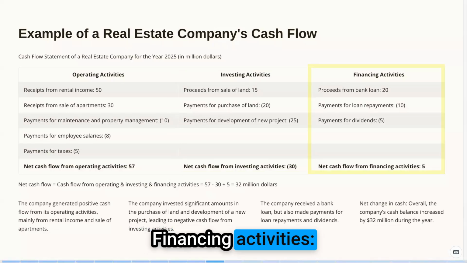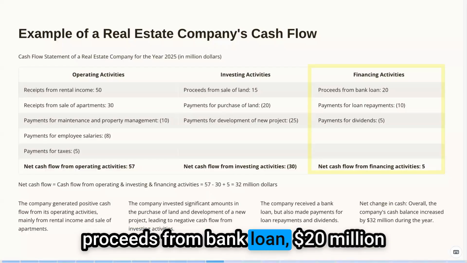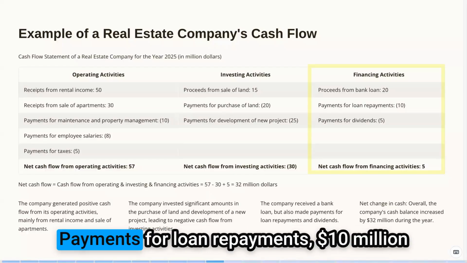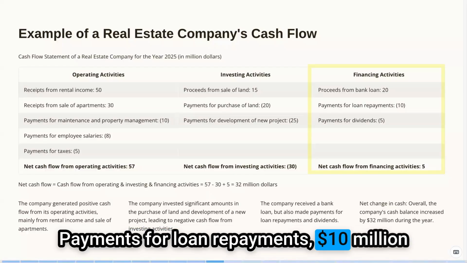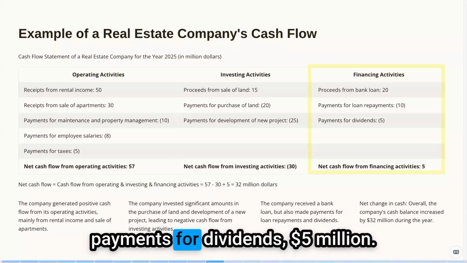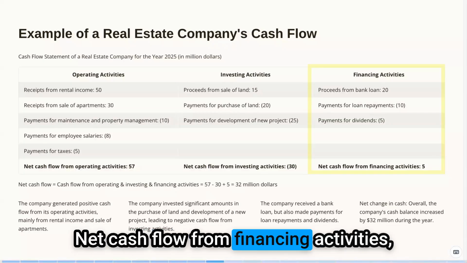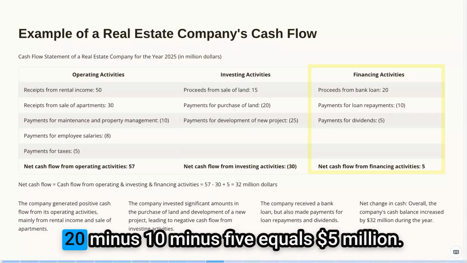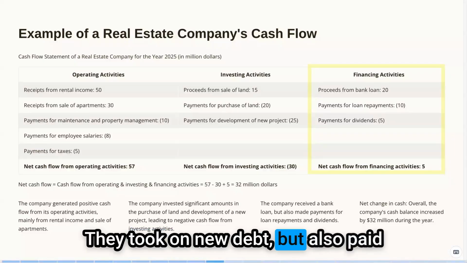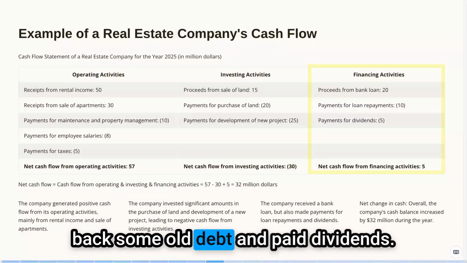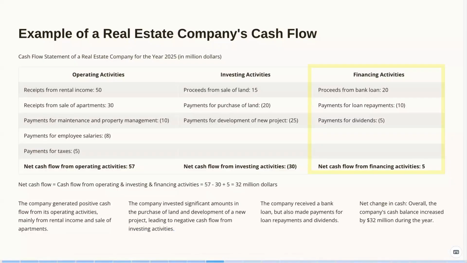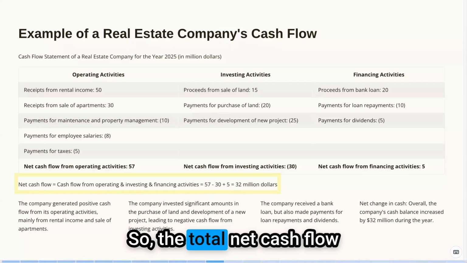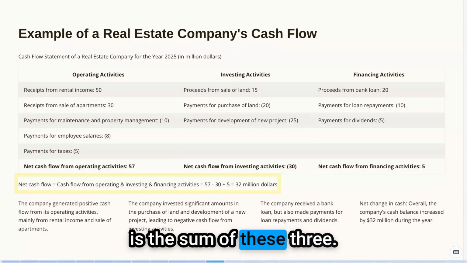Financing activities: proceeds from bank loan, $20 million. Payments for loan repayments, $10 million. Payments for dividends, $5 million. Net cash flow from financing activities: 20 minus 10 minus 5 equals $5 million. They took on new debt, but also paid back some old debt and paid dividends. So, the total net cash flow is the sum of these three.